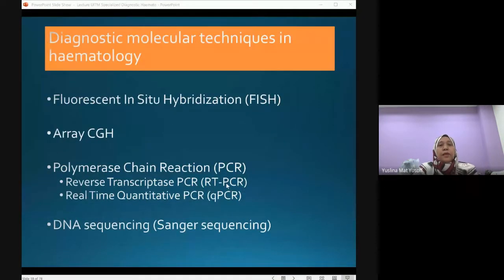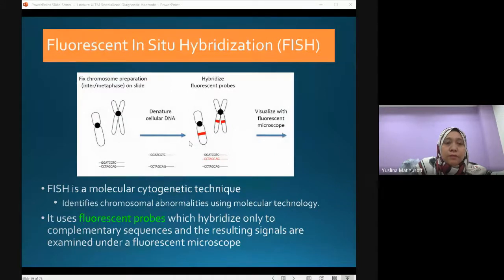So now we move to other techniques, which I categorize under diagnostic molecular techniques: FISH, array CGH, PCR, and also DNA sequencing. So what is FISH? It is fluorescent in situ hybridization. It is a molecular cytogenetic technique which identifies chromosomal abnormalities using molecular technology. It uses a fluorescent probe which hybridizes to the complementary sequence and results in signals, and then we need to examine under a fluorescent microscope.